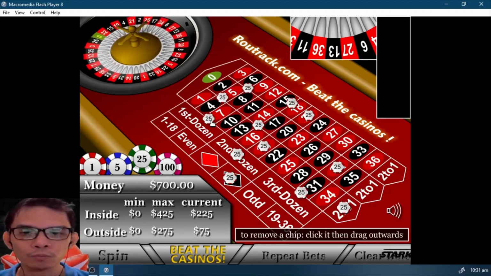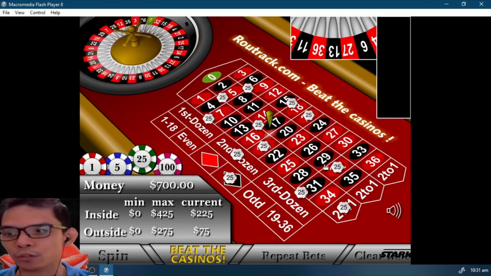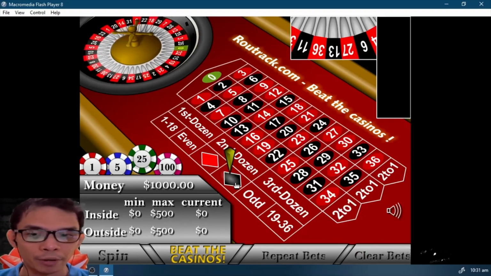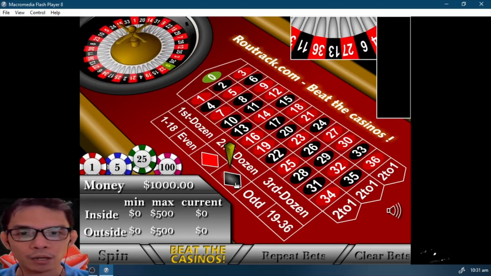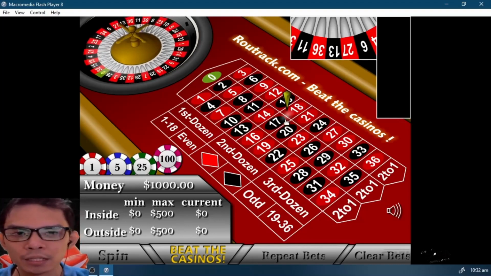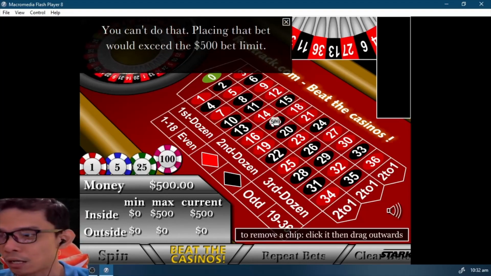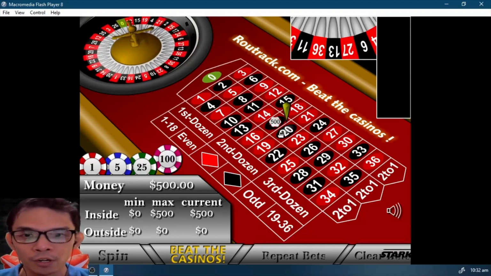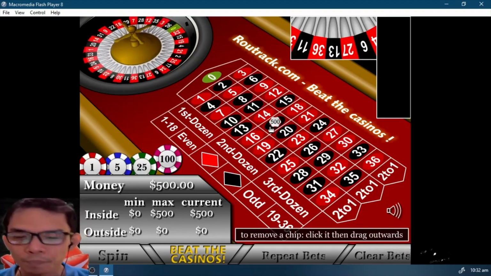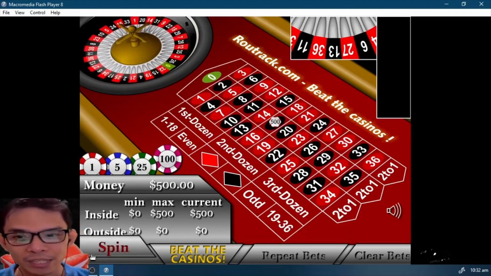In the opposite scenario that we are going to do right here, we will place all of our bets in one number. For example, I have right here the 100, and I will place it right here on 17, all of our bets. Unfortunately, the game is only allowing $500 as the maximum amount of bet. So let's hope that this number will appear as a winning number.